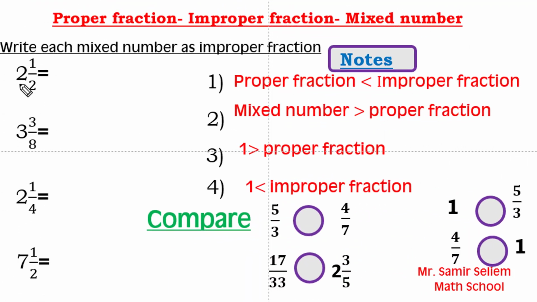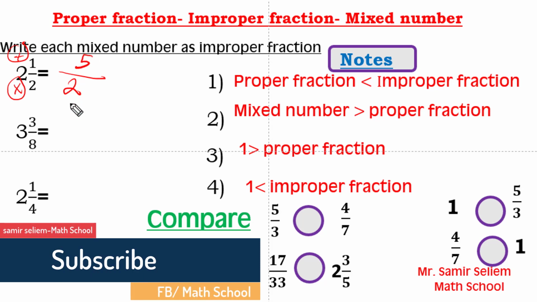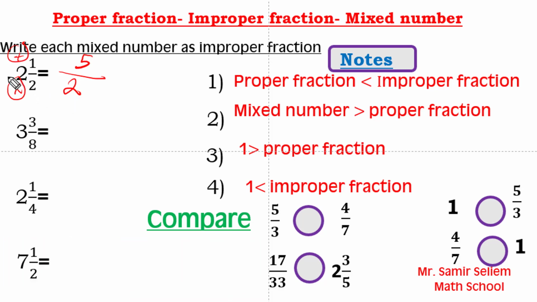If we have a mixed number like 2 and 1/2, how can we write this mixed number as an improper fraction? Just keep the same denominator, which is 2. And how can we find the top number? Multiply 2 by 2, then add 1. Now 2 times 2 equals 4. 4 plus 1 equals 5. We write it as 5 over 2. If you look at 5 over 2, 5 divided by 2 equals what? Equals 2. And the remainder will be 1 over the same denominator, which is 2.